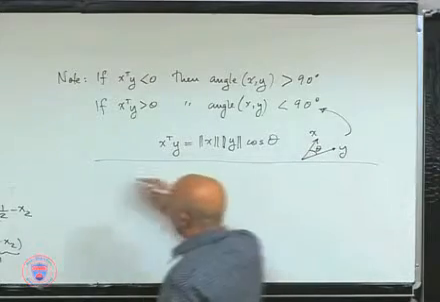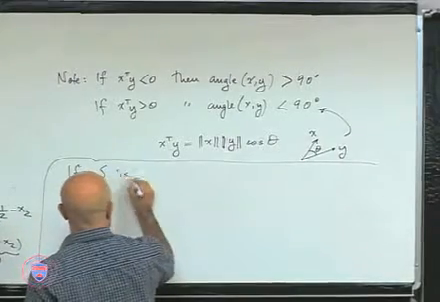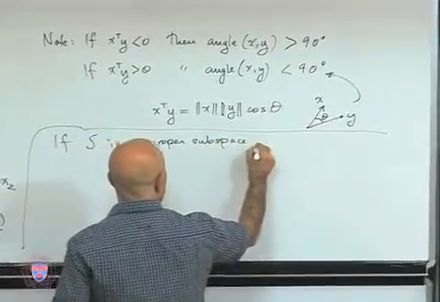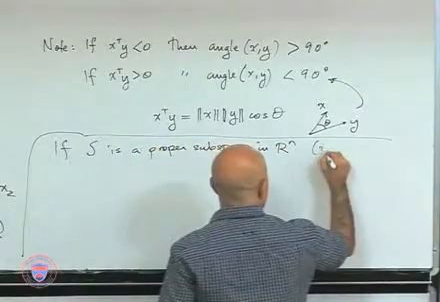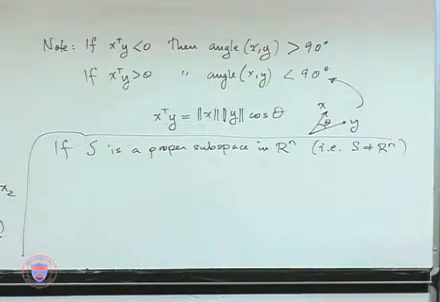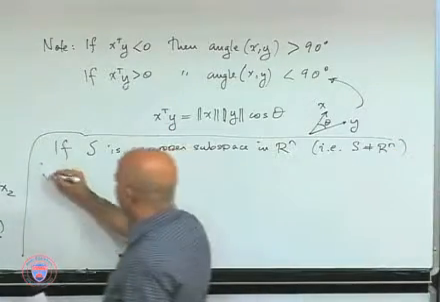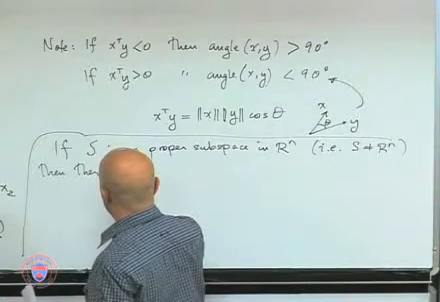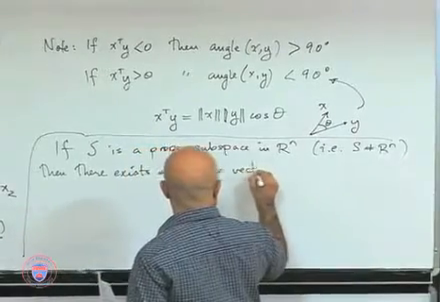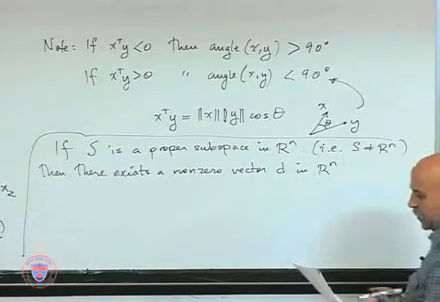Let me write an important statement here. If S is a proper subspace in Rn, meaning that S is not equal to Rn, then there exists a non-zero vector d in Rn which is orthogonal to this subspace.